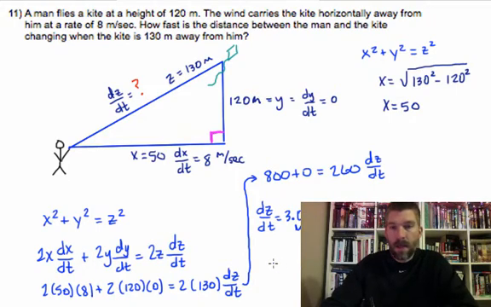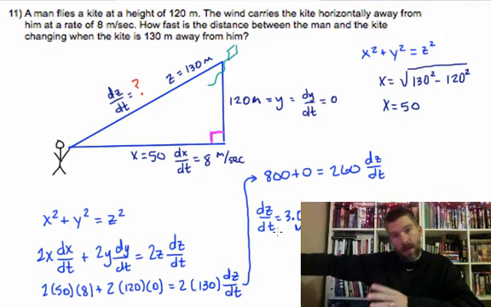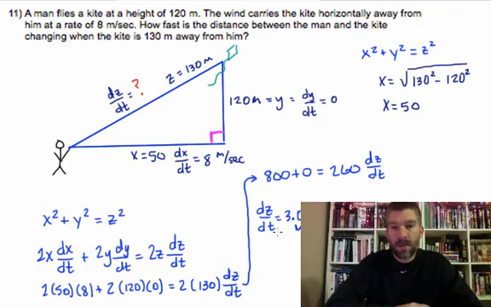Okay, and think about it. Does that make sense? Is that something that sounds logical? Well, remember, it's blowing away from him at 8 meters per second, and this is up in the sky, going up and away, horizontally. And so, yeah, this is something that could work. And there you go. There's a related rates question with the old sky flying kite.